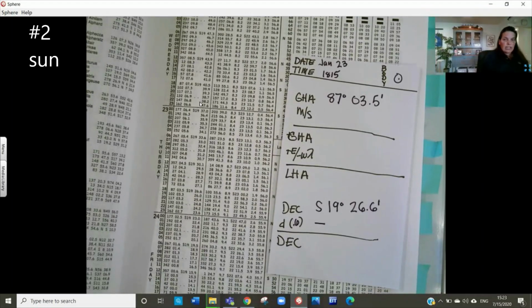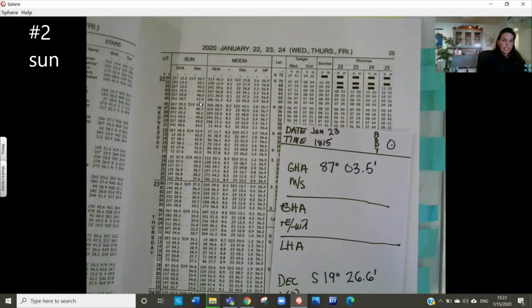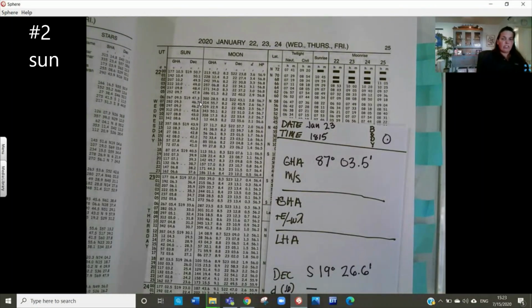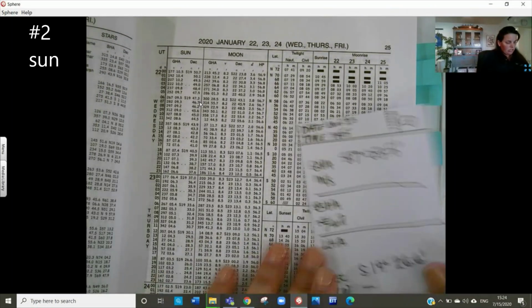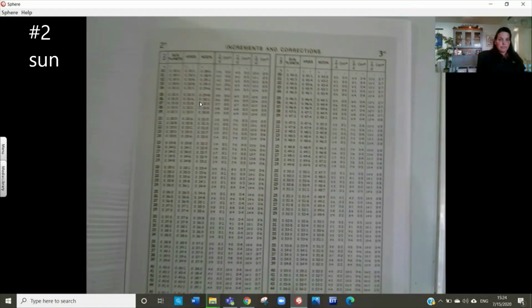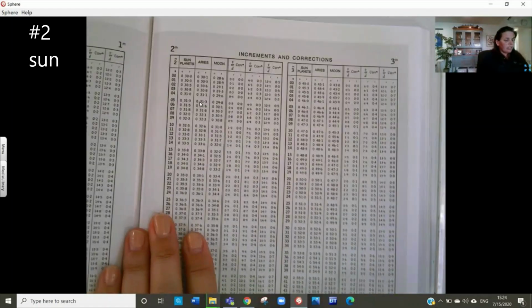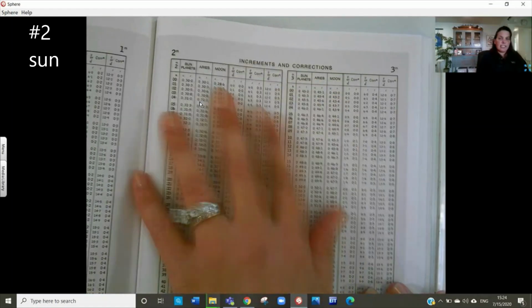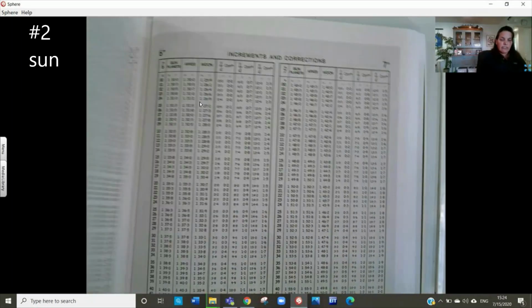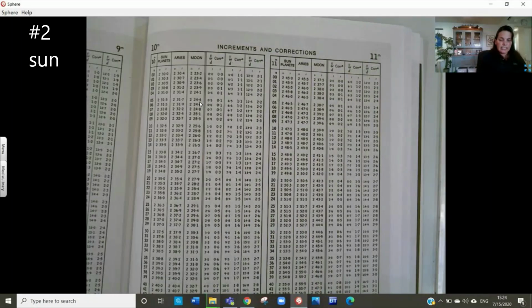So now that we have everything we need from the date page, we can flip over to the minutes and seconds page. So let's do that. So here are increments, our minutes and seconds, and we need to find 15s because we are at 1815.